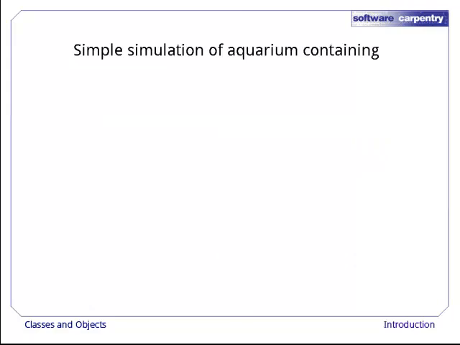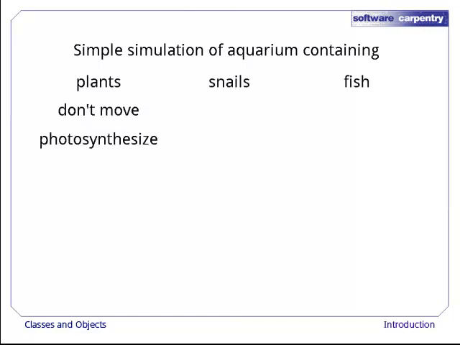To understand the problems object-oriented programming is meant to solve, think about writing a program to simulate an aquarium containing plants, snails, and fish. Plants don't move around and nourish themselves through photosynthesis. Snails crawl around on the floor or walls of the tank and scavenge food, while fish swim in 3 dimensions and hunt for food, including each other.